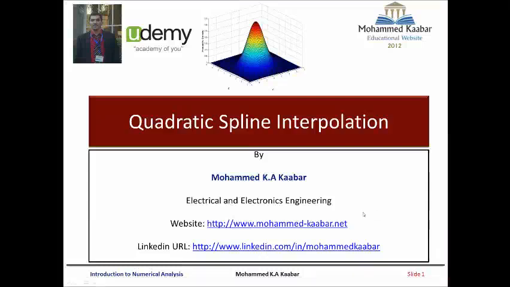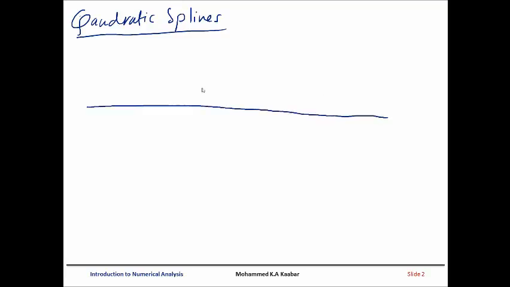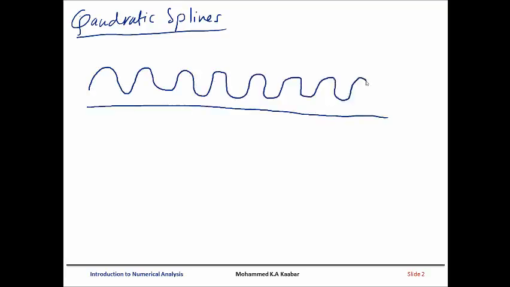Hi, in this lecture I am going to talk about the quadratic spline interpolation. First of all, let me write the quadratic splines. Now, let me draw a simple example to show the quadratic splines. The quadratic splines is like this.